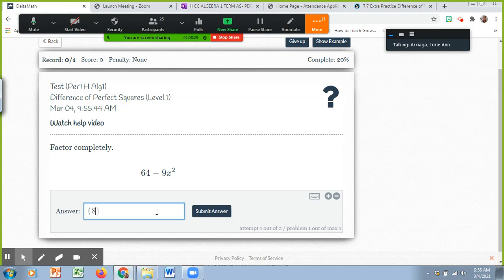8. So 8 minus, what's the square root of 9?